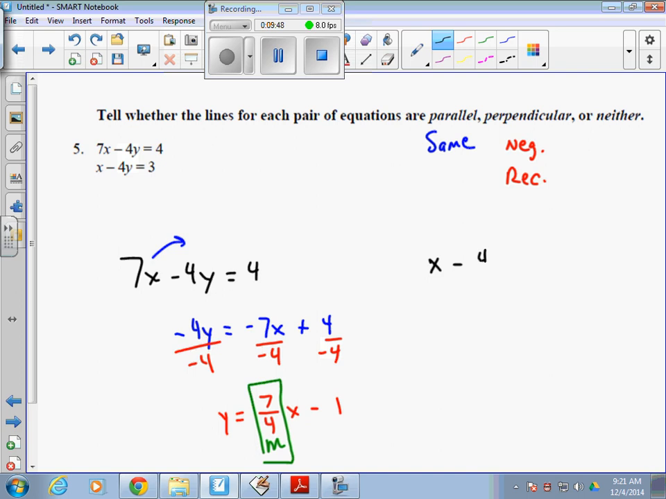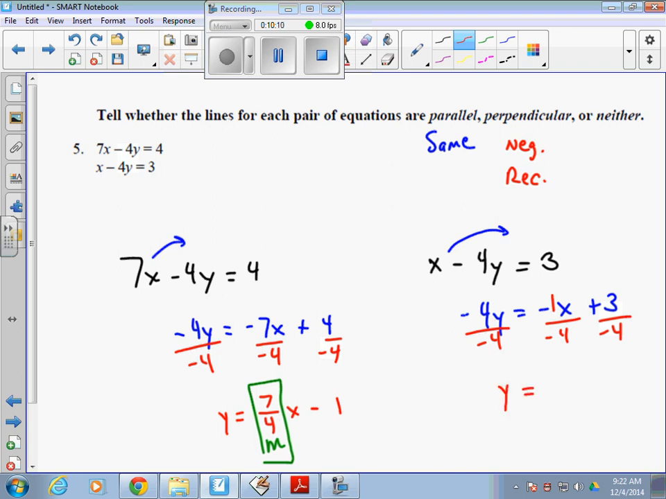x minus 4y equals 3. Move positive x over by subtracting it on both sides. It leaves you with -4y equals now -x plus 3. Divide by negative 4 on both sides. Do it here and here as well. This is negative 1 times x. A negative divided by negative is going to be a positive 1/4 x minus 3 over 4.